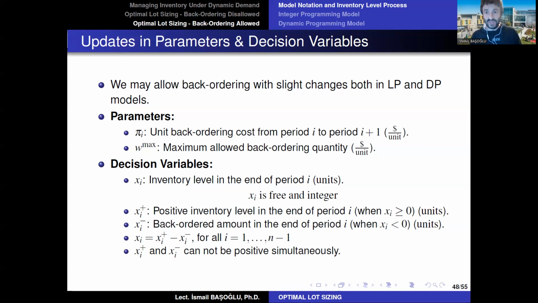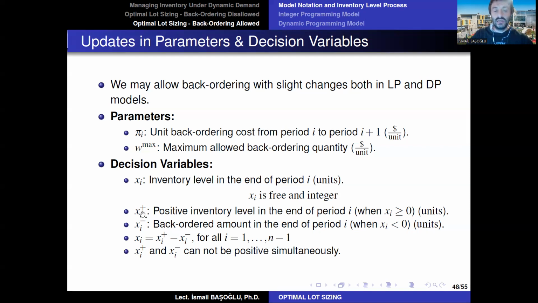it has a physical meaning in this problem as well. So this is not just a dummy development. We are not introducing dummy decision variables here. These decision variables have physical meaning in this problem. So let's just say in the end of a period, you either end up with a positive amount of inventory or you may end up with a negative amount of inventory. So if you end up with a positive amount of inventory, that is represented by xi plus. That is the positive inventory level in the end of period i.